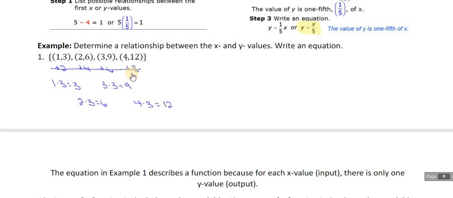So we did the same thing to every x value that was listed here. We took our x value and we multiplied it by 3 to get our y value. So let's state that. We took x and we multiplied it by 3 and we got y. So let's write it as a nice equation now. Y equals 3x.